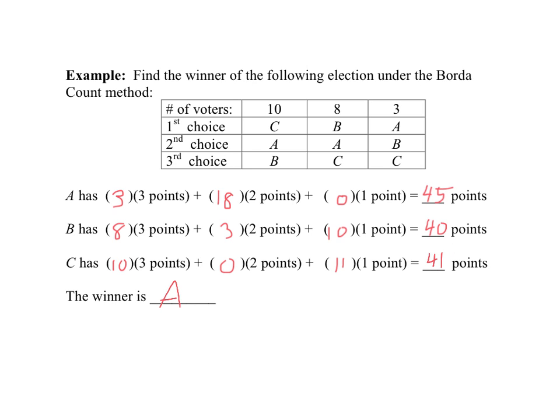This is the same A who lost under the plurality method, in fact, was in last place, was also in last place under the instant runoff voting method, and is now the winner under the Borda count method. And there's a lot to be said for that. If you look at it, A is not despised by anyone, it seems. A is a candidate who is most highly favored by very few voters, but at least tolerable, it seems, to the overwhelming number.